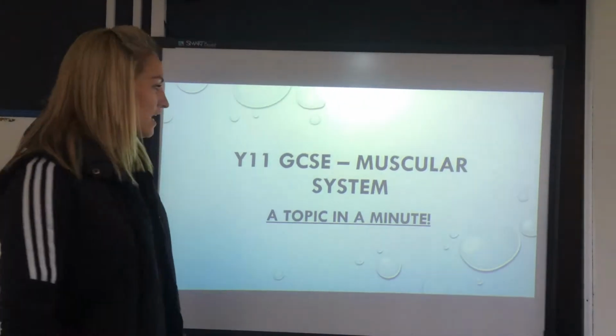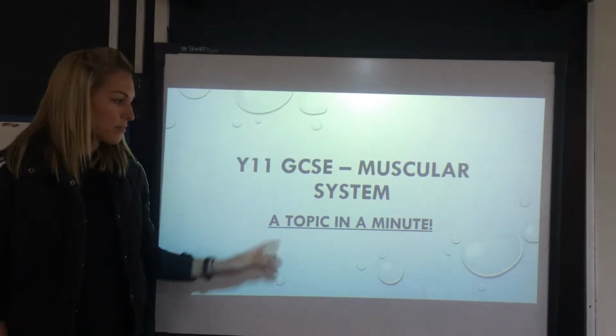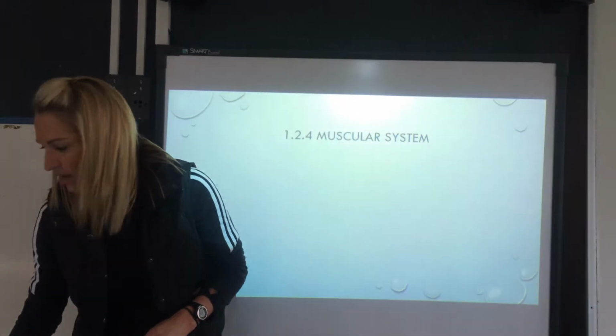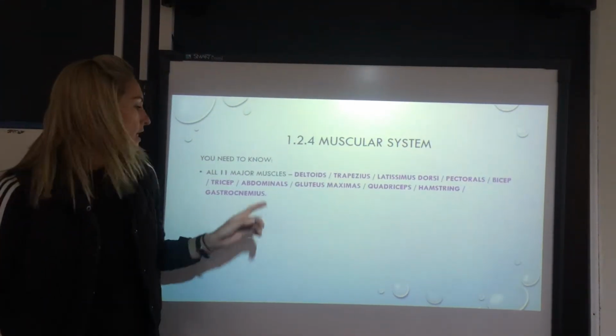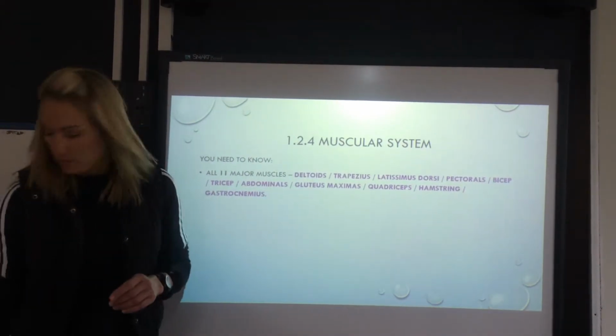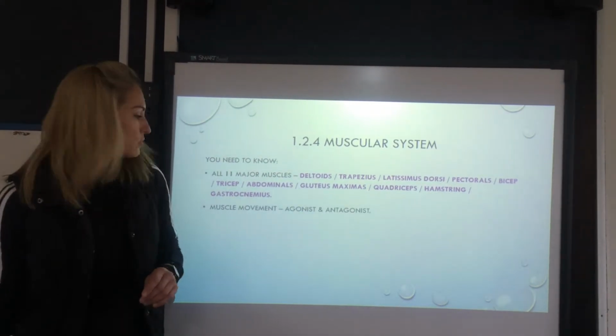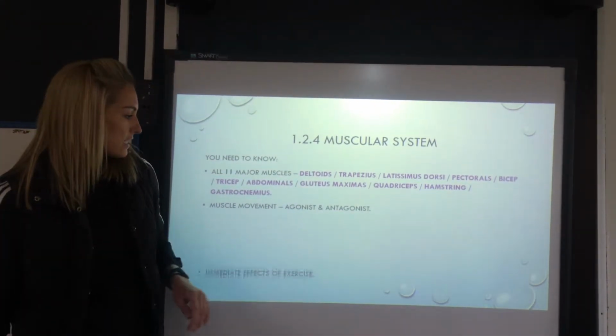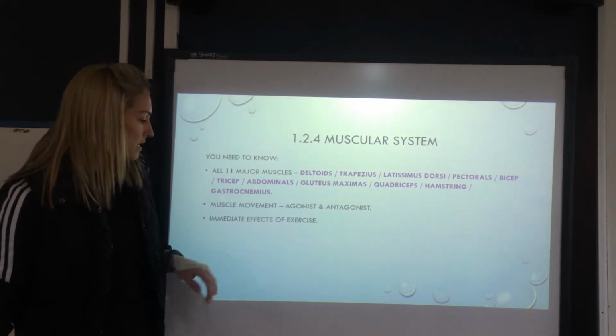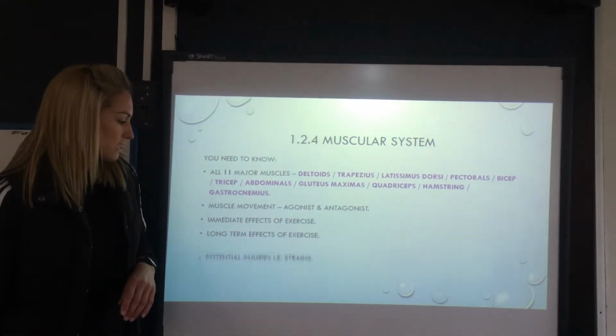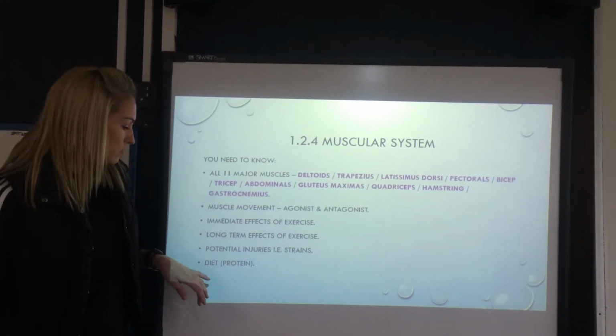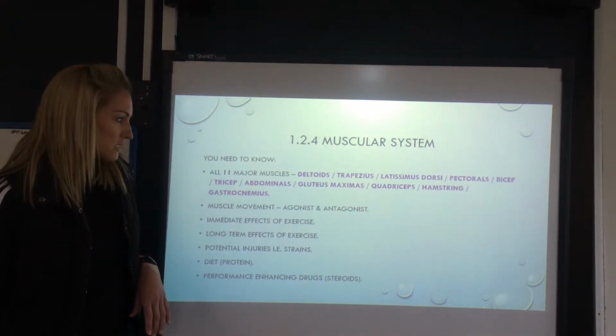Okay then, Year 11s. My topic is muscular system and I'll be going through this in 1 minute. Here is what you need to know. You need to know your 11 major muscles, which are stated in purple there. You need to make sure you know muscle movements, your agonists and antagonists. You need to make sure you know the immediate effects and long-term effects of exercise on the muscular system, potential injuries, diet and performance-enhancing drugs.